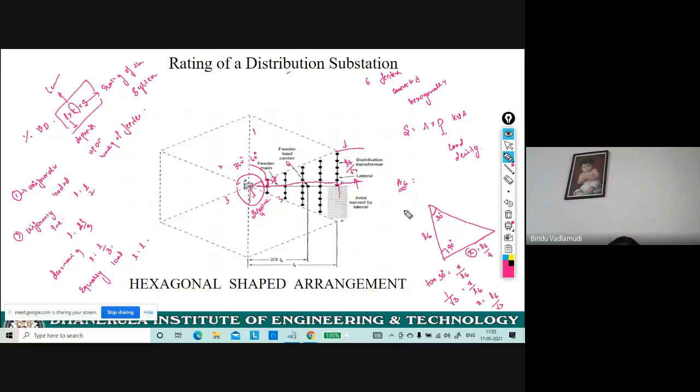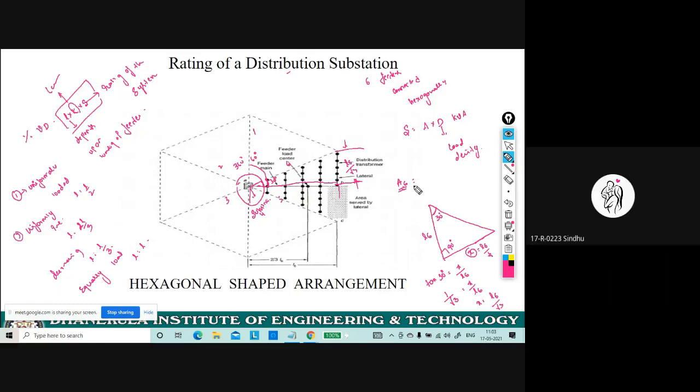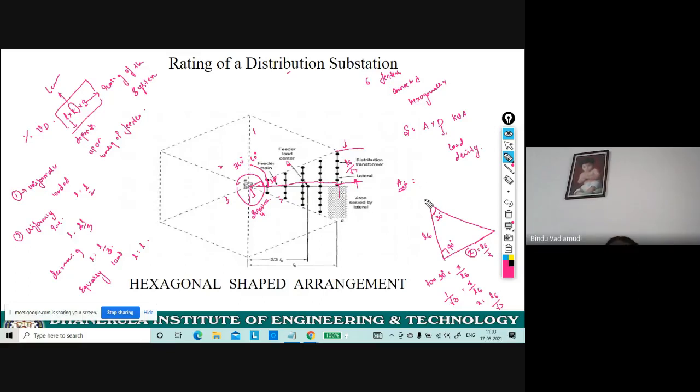Is it clear, ma'am? So the next line? Yes, ma'am. Yeah, next line. So all of you note down this. Draw this triangle and put the values. So the length of the feeder is L6 and the length of the base value is given as L6 by root 3.